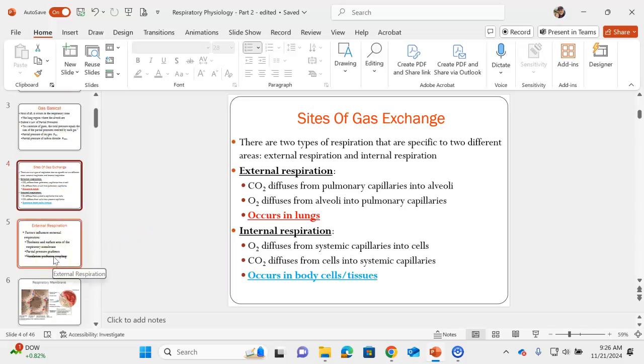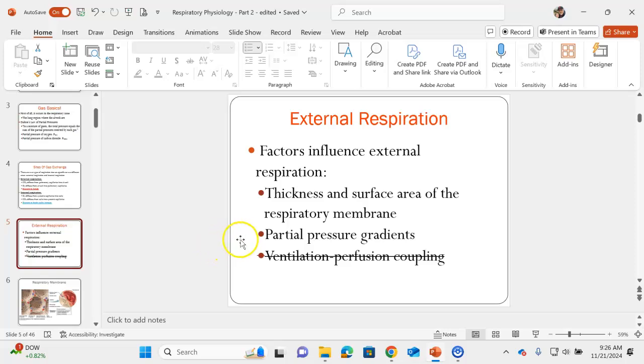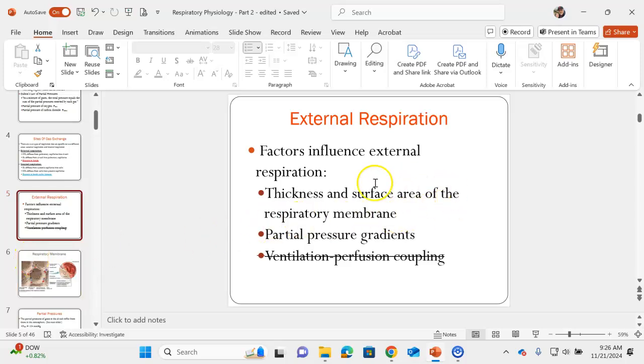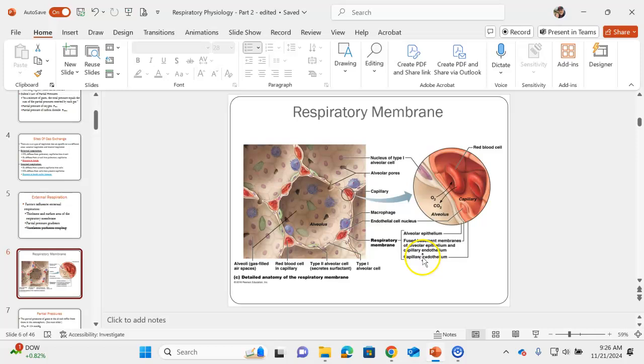Now, what we're going to do here is talk just a little bit about a couple of different factors that affect gas exchange in external respiration, but I'm also going to tie it into internal respiration as well. So this first point here, the thickness and surface area of the respiratory membrane. Now, that obviously is going to be exclusively part of external respiration.